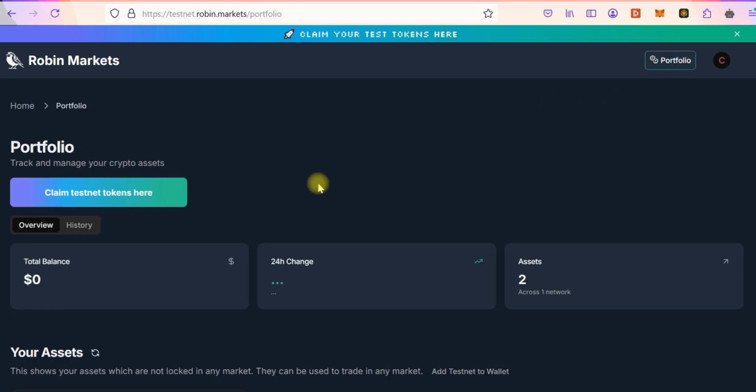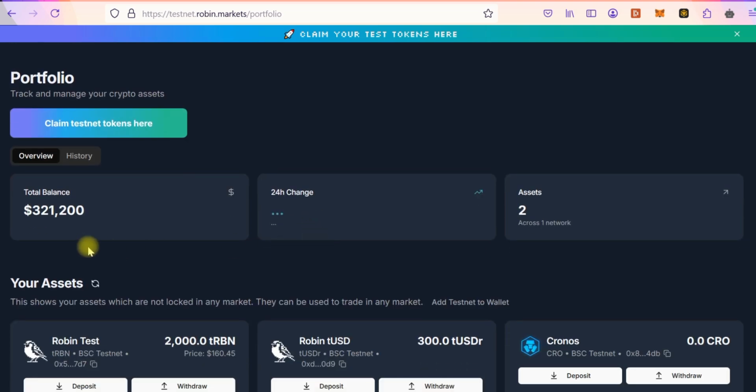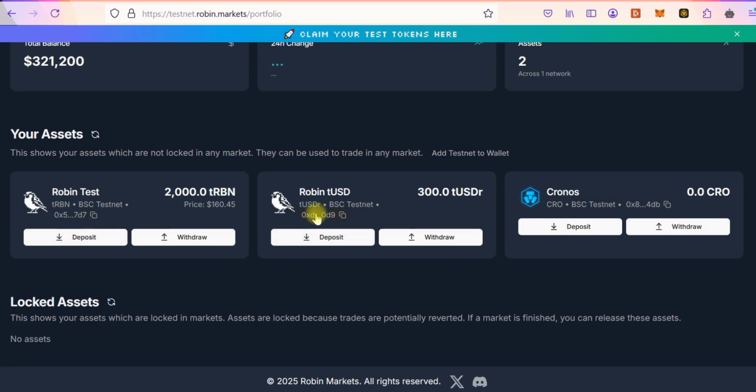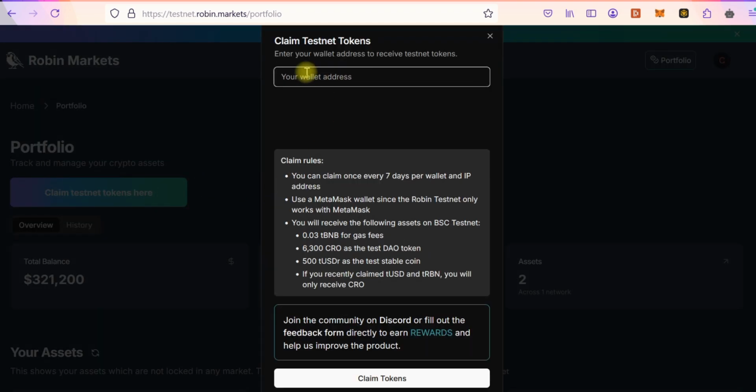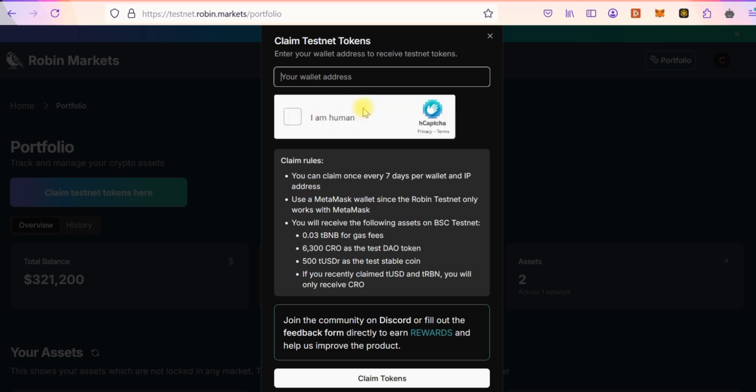So let's go to portfolio. Here in the portfolio, you can see the different tokens. We have Robin USD and Kronos. Yours will definitely be showing zero balance. So click on that tab, and you would have to get your wallet address.